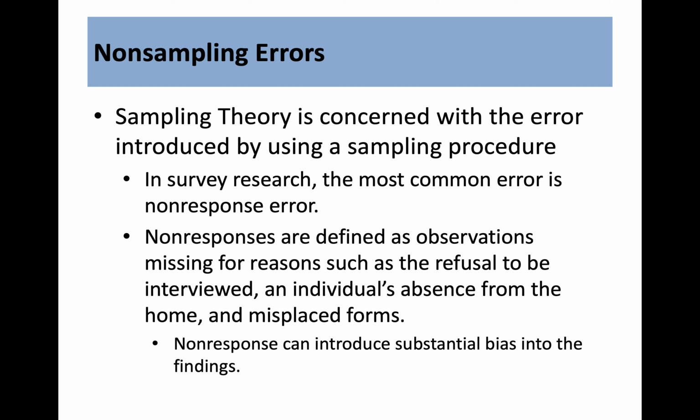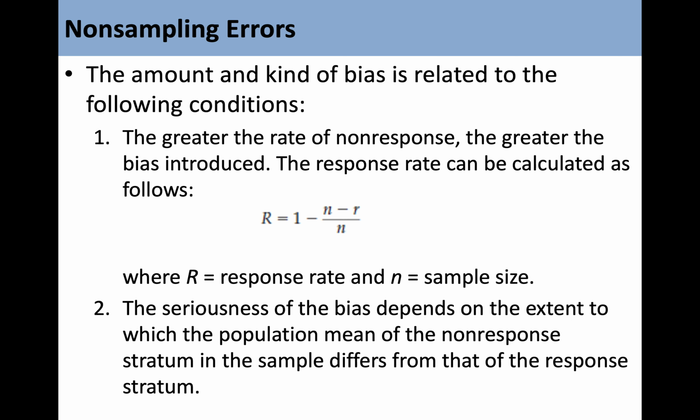Sampling theory is concerned with the error introduced by using a sampling procedure. In survey research, the most common error is non-response errors. Non-responses are defined as observations missing for reasons such as the refusal to be interviewed, an individual's absence from the home, and misplaced forms. Non-response can introduce a substantial bias in the findings. The amount and kind of bias is related to the following conditions. The greater the rate of non-response, the greater the bias introduced.